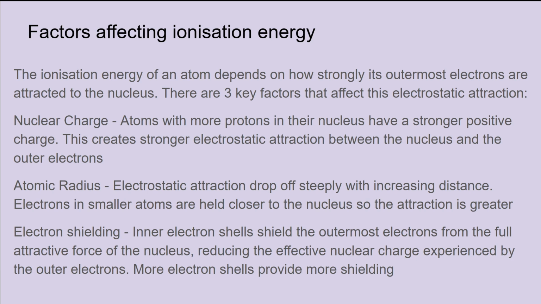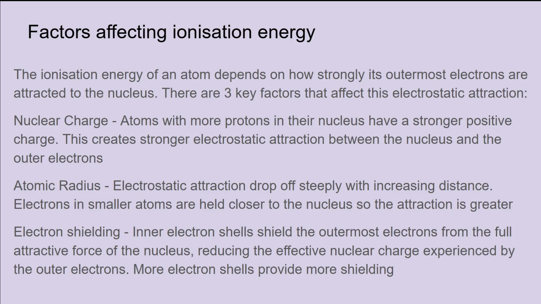Okay, so now I'm going on to the factors affecting ionization energy. The ionization energy of an atom depends on how strongly its outermost electrons are attracted to the nucleus. And there are three key factors that affect this electrostatic attraction. The first is nuclear charge, and this means that atoms with more protons in the nucleus have a stronger positive charge, and this creates stronger electrostatic attraction between the nucleus and the outer electrons.